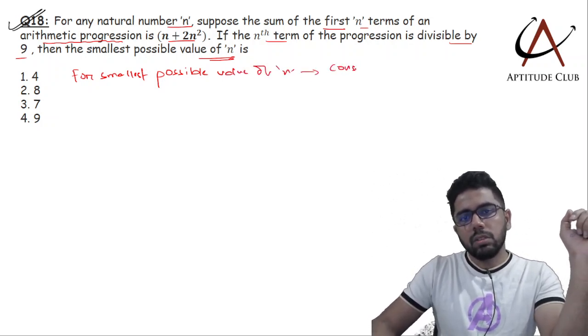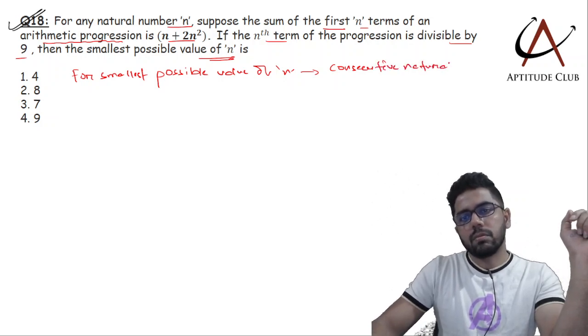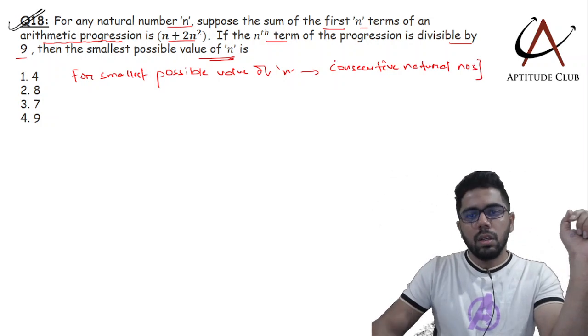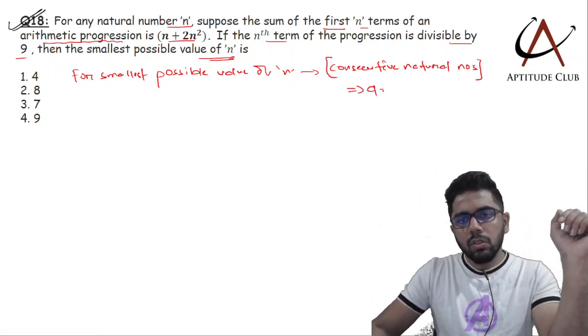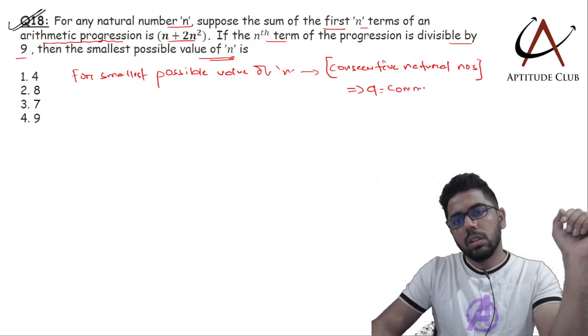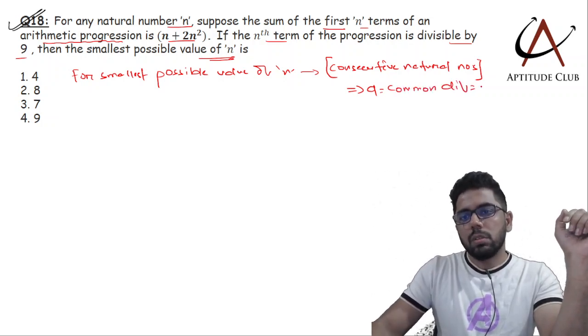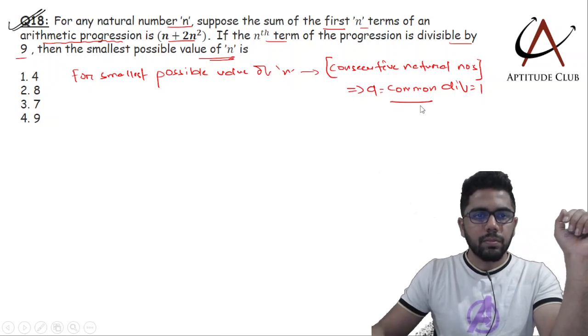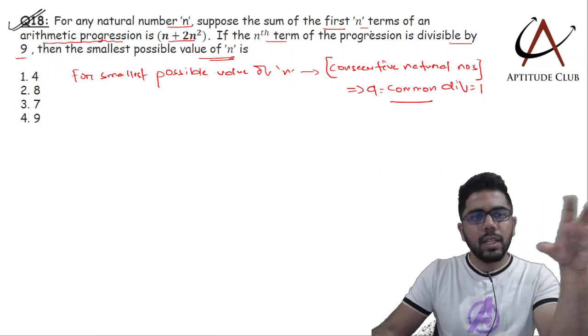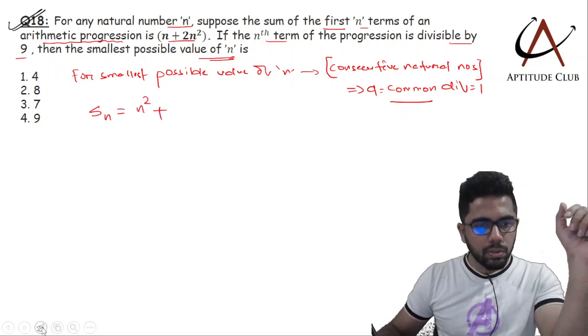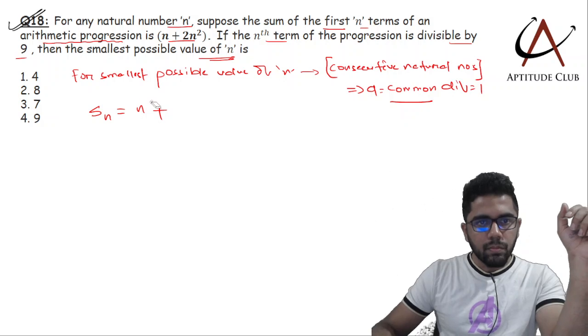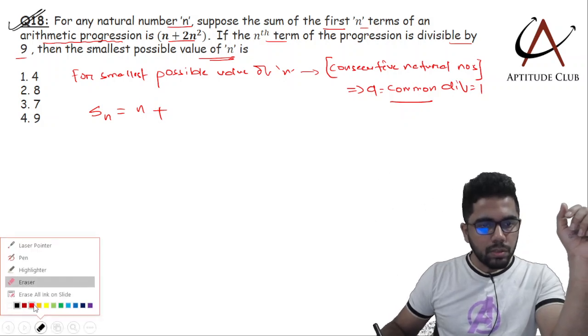let me take consecutive natural numbers. वो भी arithmetic progression में है. Consecutive natural numbers means 1, 2, 3 वैसे करके. This implies d, the common difference. जब consecutive natural number दिया तो common difference 1 हो गया. यहाँ पे बोला है sum of the first n terms of the progression. So sum of n terms is given as n plus 2n square. It is n plus 2n square.